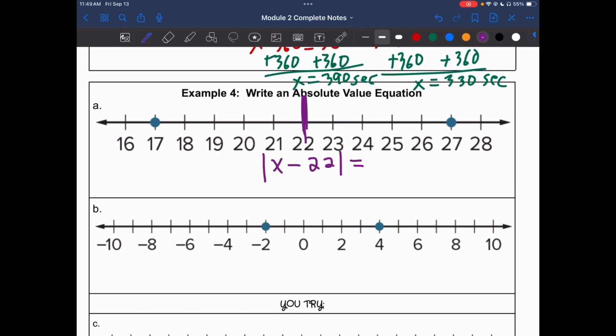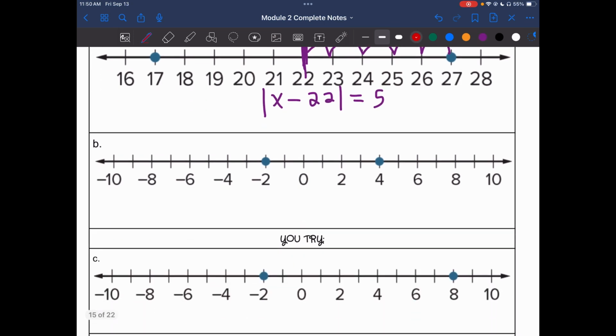And then our comparison, the range, is going to be how much above or how much below this could be. So we're going to count our hops, 1, 2, 3, 4, 5. So the difference between some value and 22 is going to be either 5 above or 5 below. So our absolute value is x minus 22 is equal to 5.